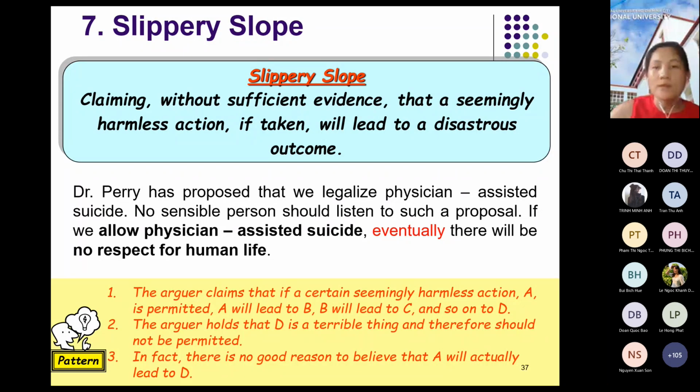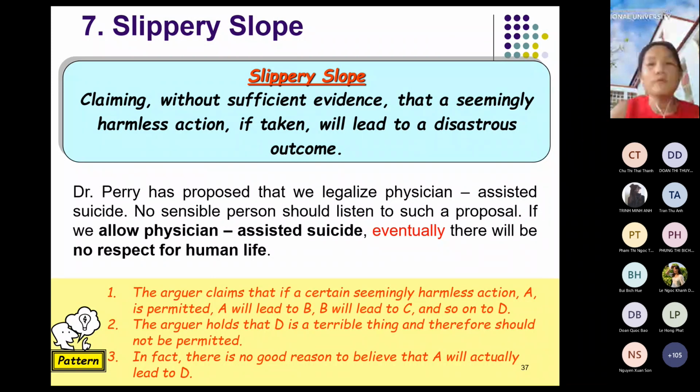Do you understand? So this is the fallacy when we say that if we allow this action, it will lead to this, will lead to that, will lead to that. And that is the slippery slope that we are talking about. And here the mistake is because the person didn't provide sufficient evidence. But if they provide sufficient evidence, then it is okay, isn't it? But here they don't. They just say, oh, eventually. And that is the fallacy.